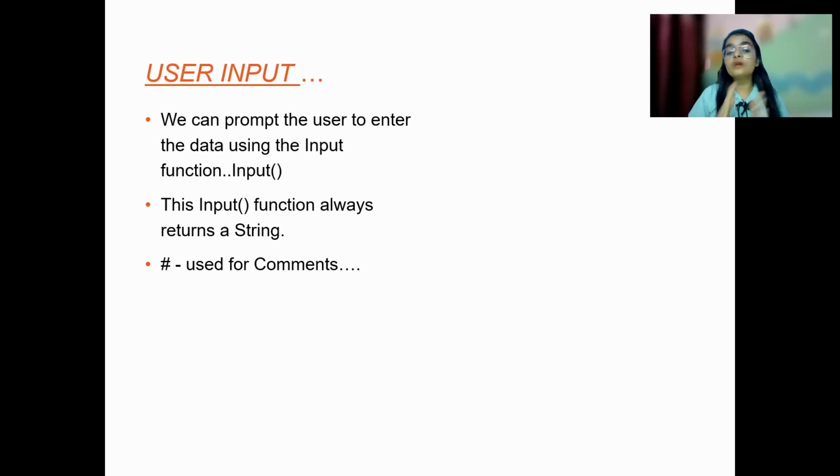So the input function always returns a string. That is the point to be noted: this input function always returns us a string. Basically, it doesn't return any integer nor a floating point number. As we have said earlier, if we divide numbers in Python, that will only give us the answer in float, right? But the input function will always give us a string, right? Hashtag is used for comments as well over here.